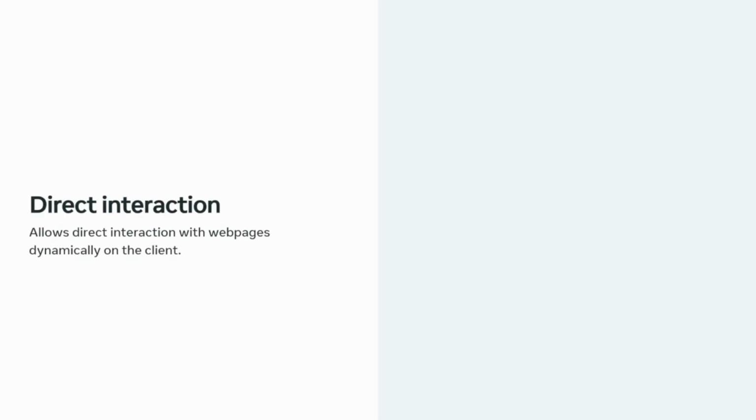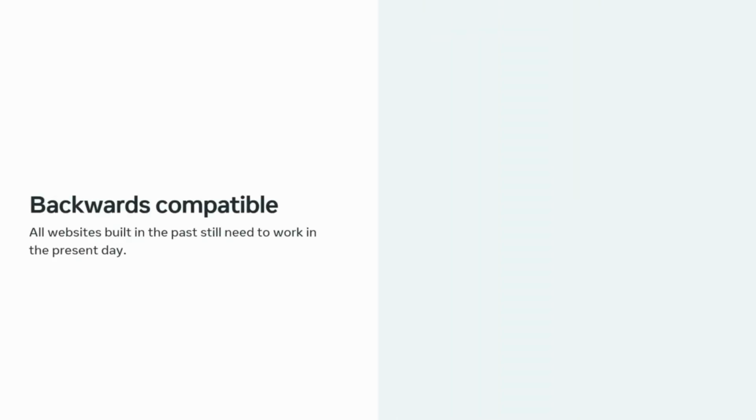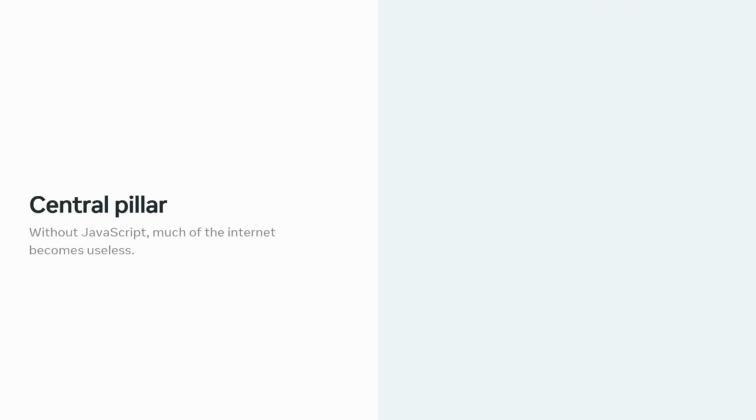What is it that makes JavaScript so integral to modern browsers? JavaScript is currently the only computer language that allows us to directly interact with our web pages dynamically on the client. It's baked into the browser. Its enduring popularity is down to the rules of backwards compatibility, which state that all websites that were built in the past still need to work today. So, removing JavaScript from the browser would effectively render millions of websites completely useless. This means that JavaScript is in the unique position of being one of several central pillars of web development.